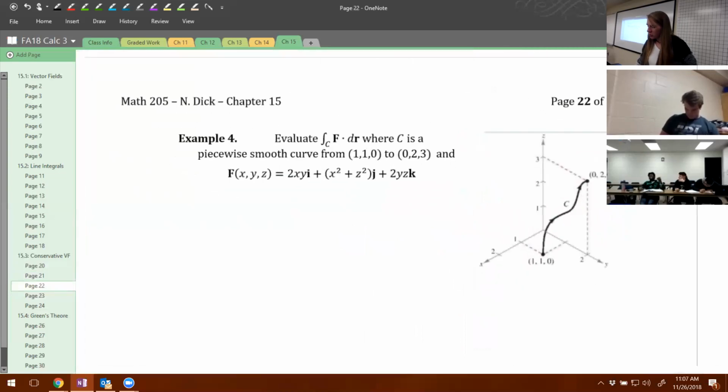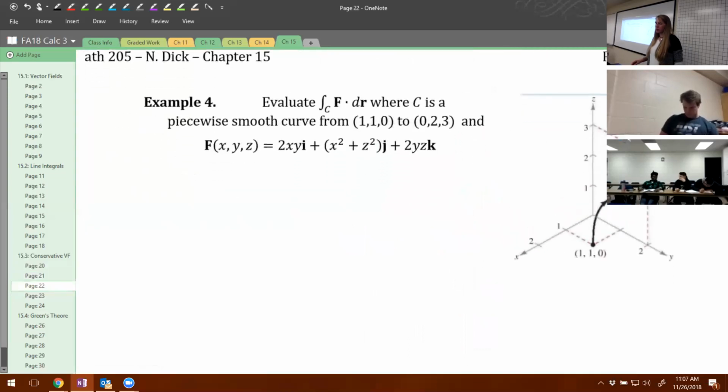All right, example 4, page 22. Evaluate the line integral where C is a piecewise smooth curve from that point to that point, and now we are traveling through space. Again, that's going to be a very complicated curve to parameterize, probably going to be a conservative vector field, but we still want to check it. When we are working with space, so 3 dimensions, how do we check if it's conservative? Yeah, we look at the curl.